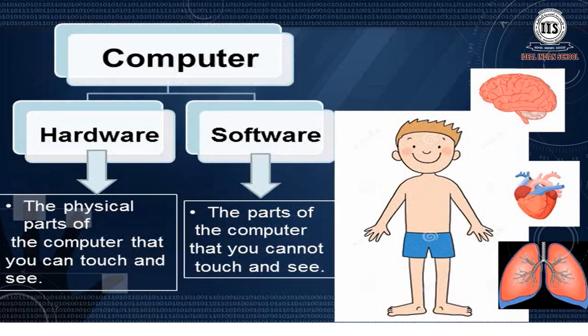Similarly in a computer, we can see some parts of the hardware that are outside. For example, monitor, keyboard, mouse. These are all attached to the CPU by cables. And there are some parts of hardware which are inside the CPU that you cannot see, that you can see only when you open the CPU box. For example, hard disk, CPU disks, etc.